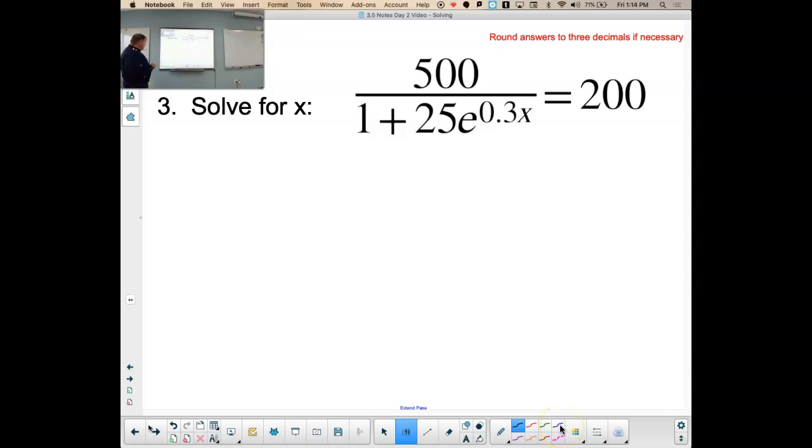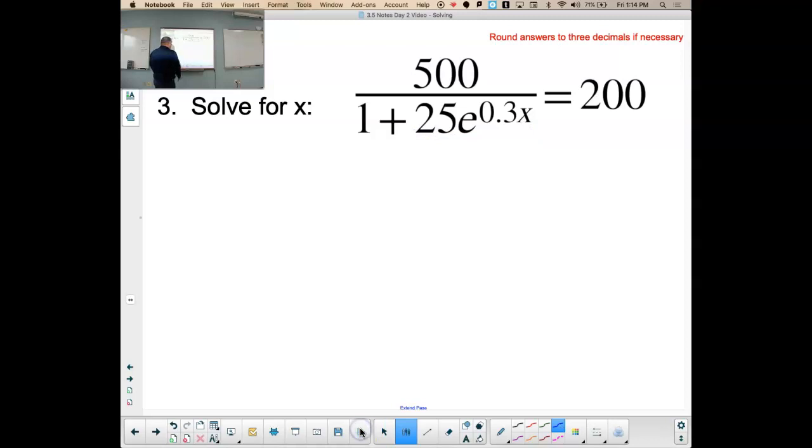Number 3 here, solving a logistic function now. I want to solve for x, and again, it says I can round to 3 decimal places if necessary. So x is stuck down here in this term right there. So I've got to isolate that term to solve for x.